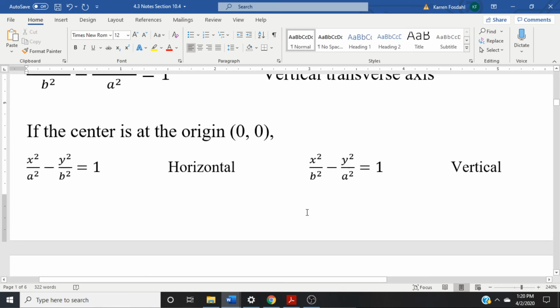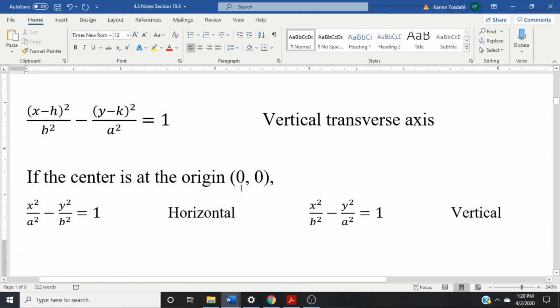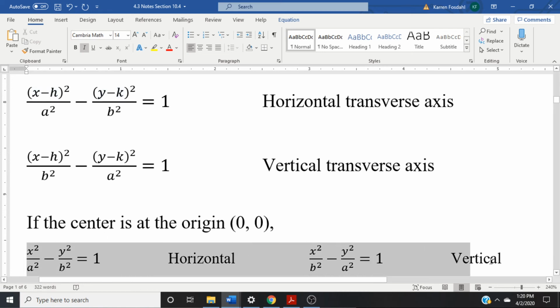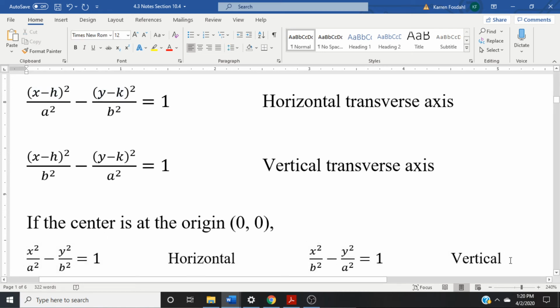Okay? Any questions about this? These are just our equations, okay? We're going to talk about how to use them and how to understand them. This is if our axis is horizontal with a center that is not at 0, 0. This is if our center is at 0, 0, okay? And I'm going to leave that there for a moment.